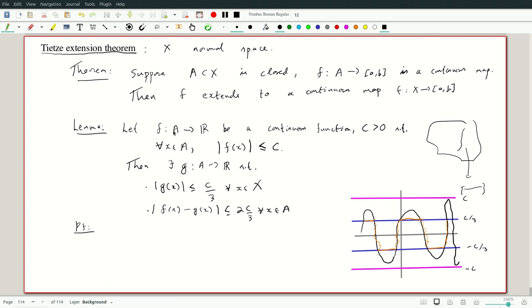We'll define the sets. A has already been defined, so let me call them C1 and C plus and C minus or something like that.